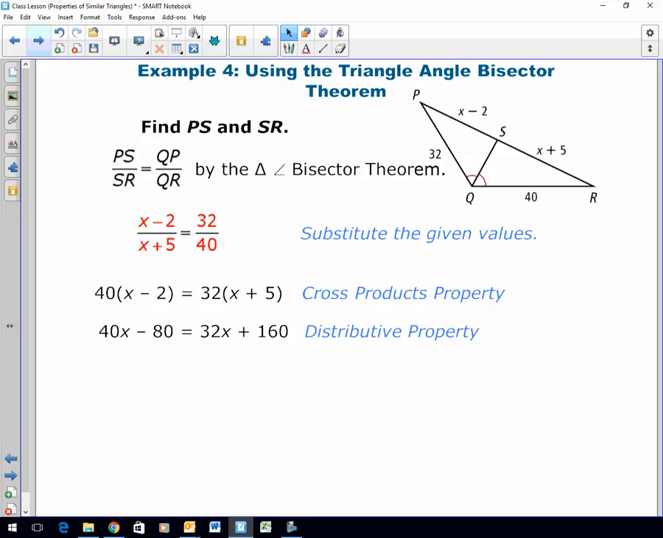Angle Q is getting bisected. What does that mean? It's getting split into two congruent angles. Here's what a lot of you are going to make the mistake of. You're going to see this and go, oh, x minus 2 over 32 equals x plus 5 over 40. That's wrong. You go to the side opposite the bisected angle, and that's your proportion. Your proportion is x minus 2 over x plus 5, that longer side of the triangle right there, equals 32 over 40.